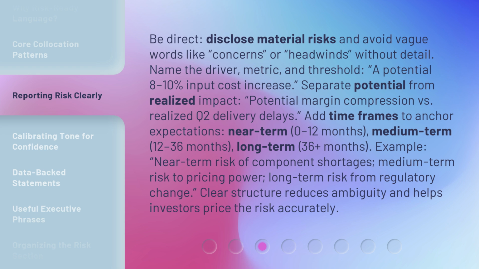Add timeframes to anchor expectations. Near term, 0 to 12 months. Medium term, 12 to 36 months. Long term, 36 plus months. Example: near-term risk of component shortages, medium-term risk to pricing power, long-term risk from regulatory change. Clear structure reduces ambiguity and helps investors price the risk accurately.